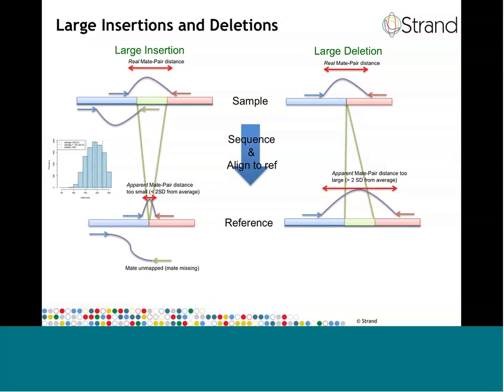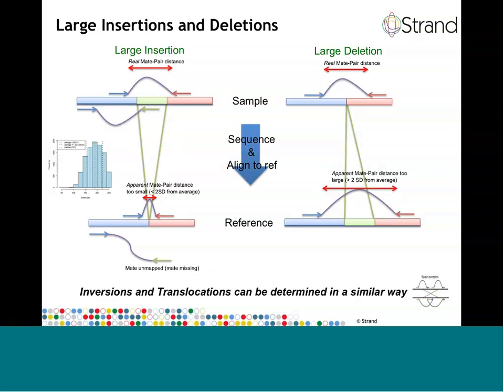For large insertions, it's also possible that one of the mates does not map to the reference genome at all, for instance in the case of a completely novel insertion sequence. Or it may map to a completely different part of the genome. And this information can also be used to detect these large structural variations. And in a similar and related fashion, inversions and translocations can be detected as well.